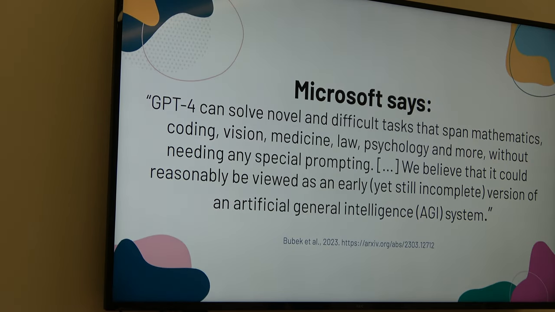So here's the controversial bit. Microsoft, after getting access to GPT 3.5 and 4, and I think this was right before they made some of their larger investments in OpenAI, though I don't have inside knowledge of this, took these chatbots for a test drive and said that GPT-4 can solve novel and difficult tasks spanning mathematics, coding, vision, medicine, law, psychology, and more without needing any special prompting. Contrast that with the specialized tools we saw earlier. And they believe that it could reasonably be viewed as an early yet still incomplete version of artificial general intelligence.